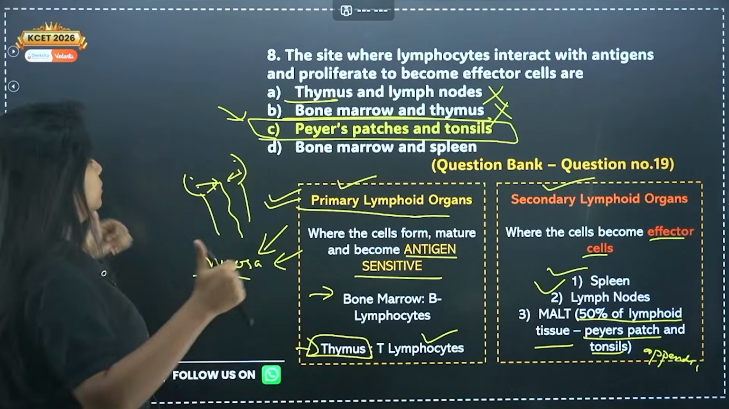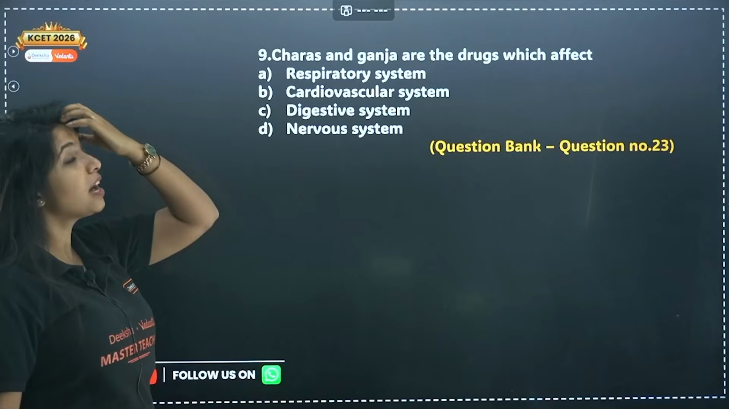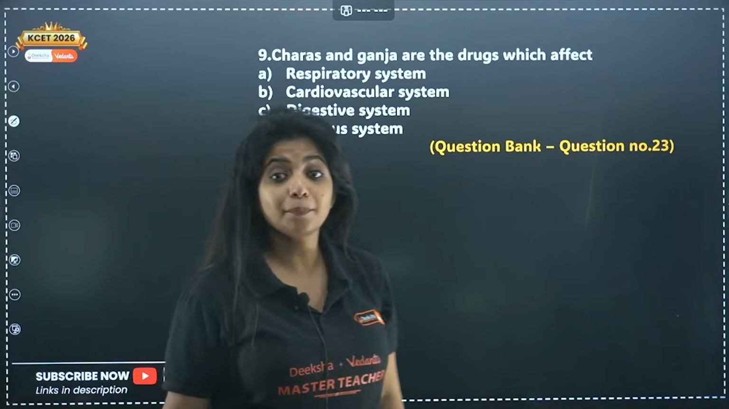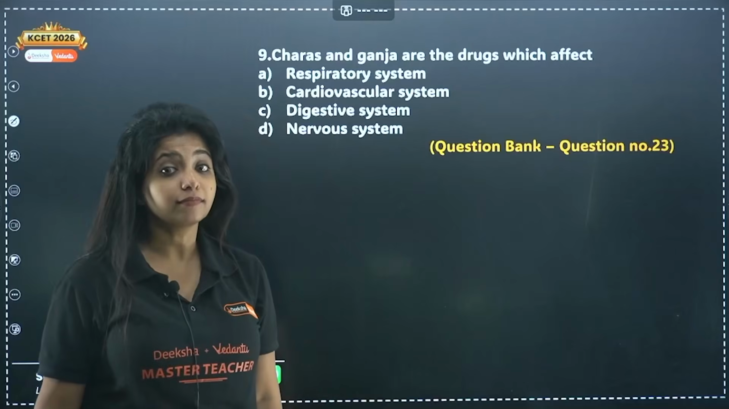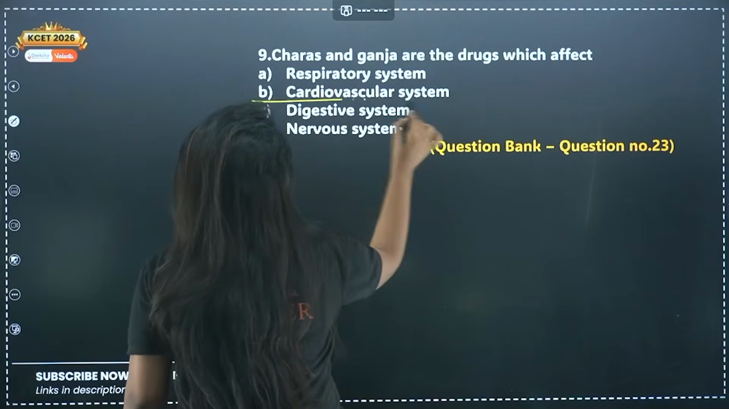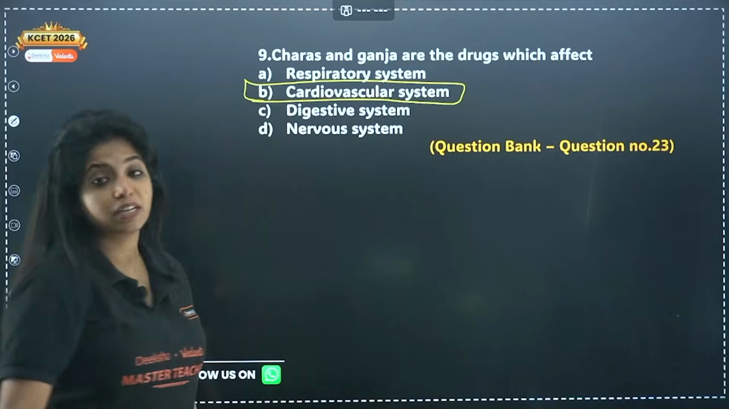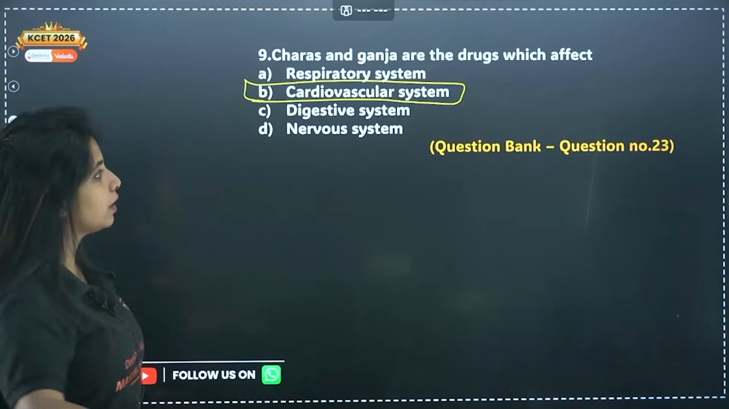Cool? Fine. Now, charas and ganja are the drugs which affect... Charas and ganja, my dear children, are cannabinoids. Do cannabinoids affect your nervous system? No, ma'am, it comes in between. It affects your cardiovascular system. They are the drugs which are being abused by sportspersons. I am telling you again, do not forget it.